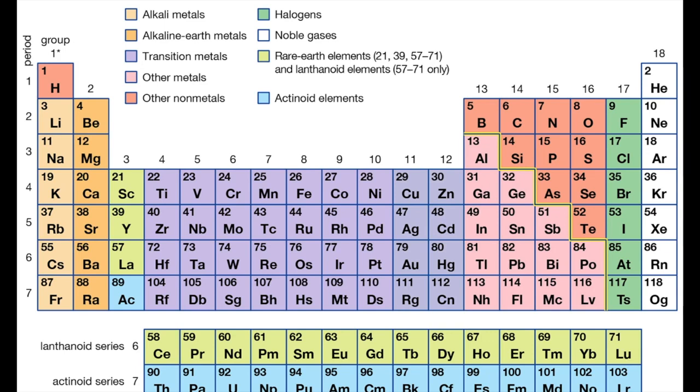As we know from the periodic table, there are more than 100 different types of elements, and each element has a certain number of electrons, neutrons, and protons in it. As you can see, hydrogen, helium, lithium, sodium, potassium, rubidium, so many elements are there.